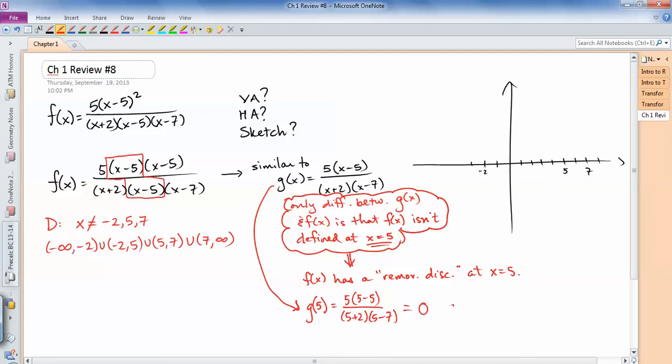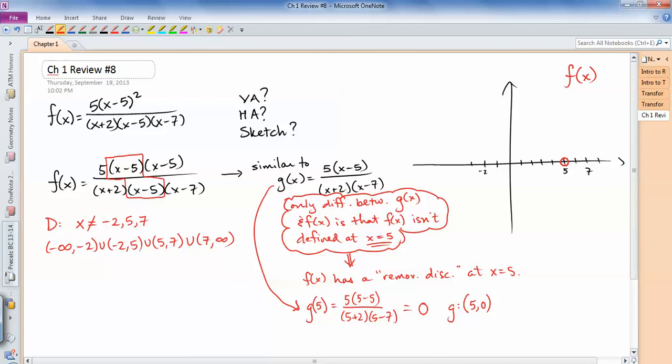So that means that g goes through the point (5, 0). So g goes right through here, right? Goes right through (5, 0). f of x is exactly the same as g, except at that point. That's the only point where it doesn't exist compared to g. So when I graph f, this is going to be the graph of f of x over here, not g of x. It's going to have a hole where g would have filled it in instead. So I know that my removable discontinuity is at (5, 0).